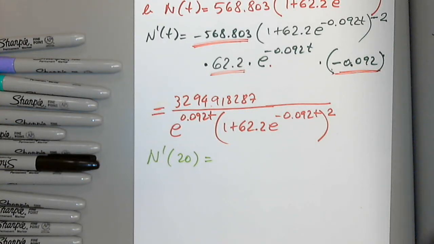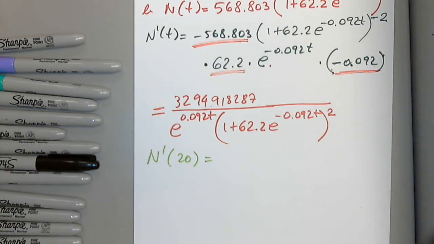Close the parenthesis for the power. Come down, multiply now. Do not close the parenthesis just yet. Multiply by another parenthesis, 1 plus 62.2 and again e to the power, parenthesis for this power, negative 0.092 times 20. Close the parenthesis for the power. Come down and close the parenthesis. Square. And close the final parenthesis for the denominator. You put times 2. Thank you. I would have pulled my hair. Thank you for catching that.